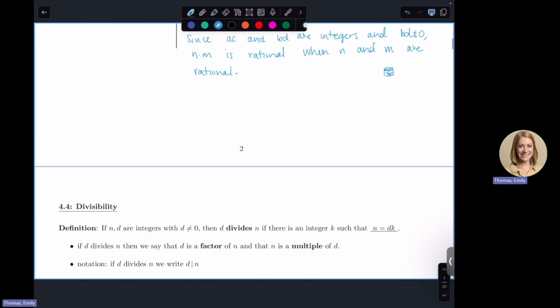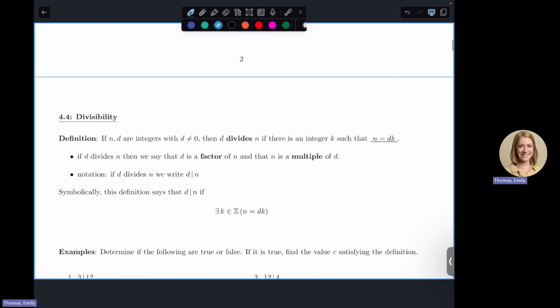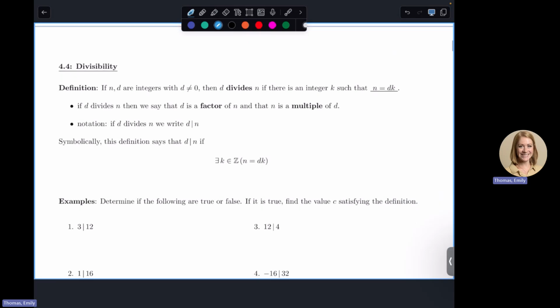More definitions. Okay, so we're not gonna divide outright, because the integers aren't closed under division. But we're gonna talk about divides, and this is really talking about multiples of things, and if a thing does divide into something evenly. Does that make sense?